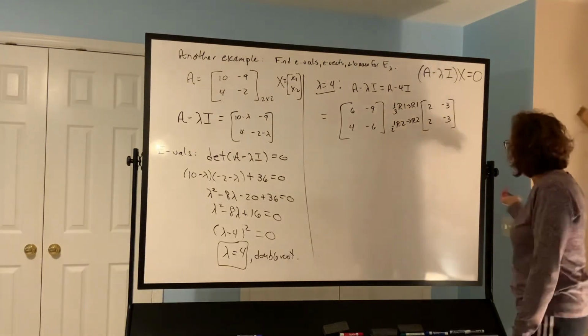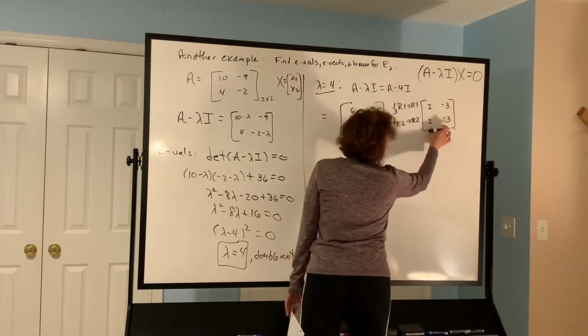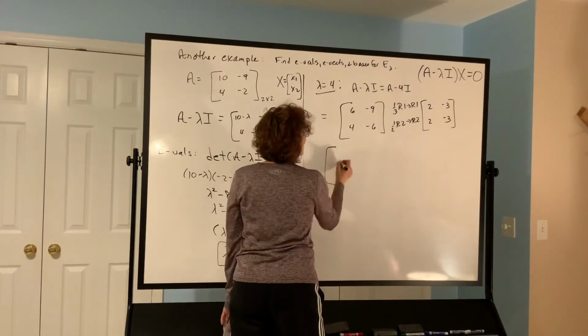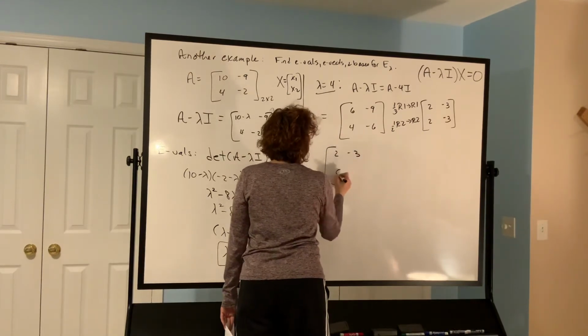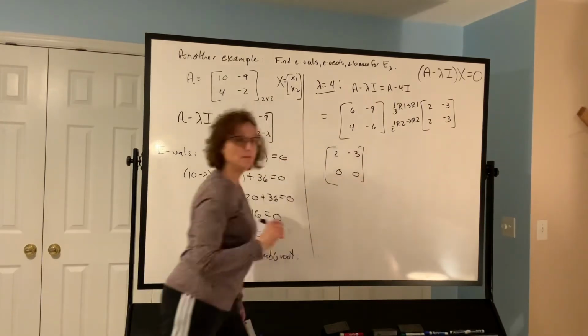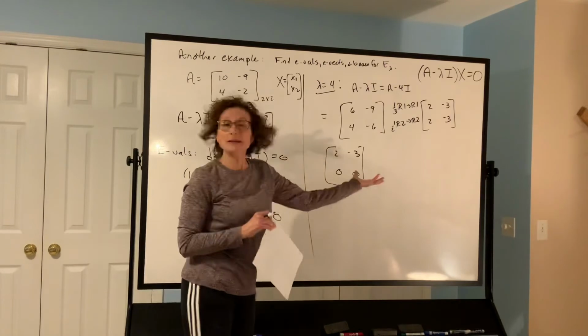So now what? We're super happy, right? We replace row 2 with row 2 minus row 1, and lo and behold, we have 2, negative 3, 0, 0. Yes? Okay, you guys good? All right, we have a row of zeros, so we're done.